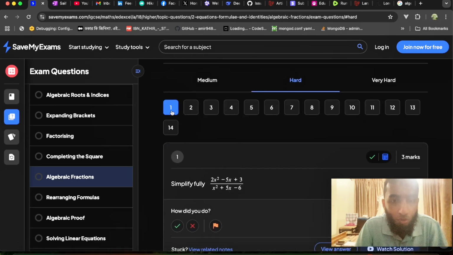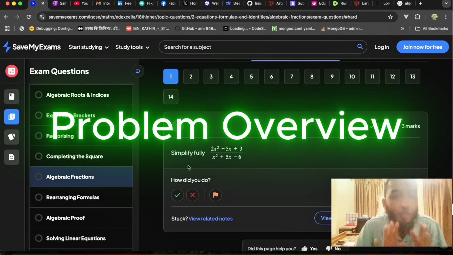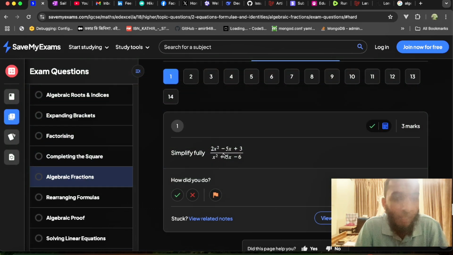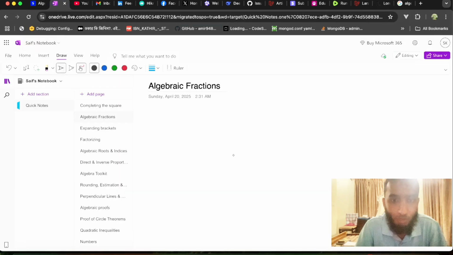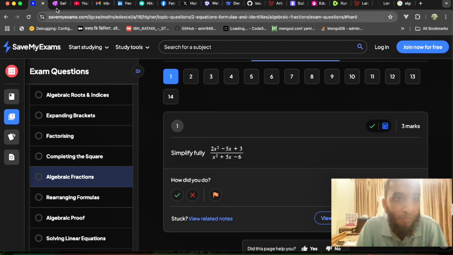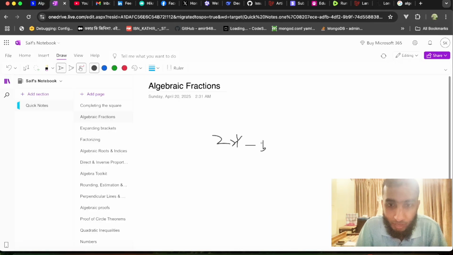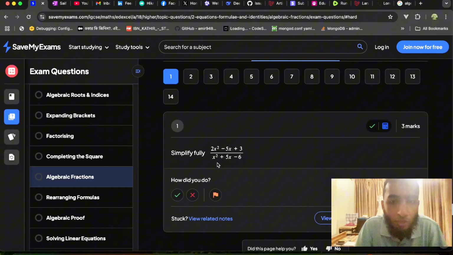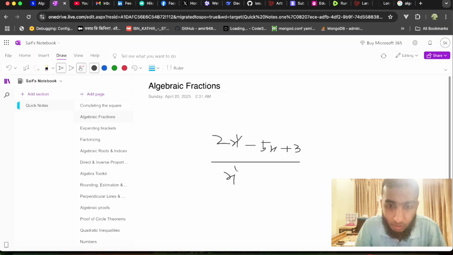Focusing on the first problem, you have to simplify fully this expression, which is an algebraic fraction, so both the denominator and numerator have algebraic expressions. Let me write the expression. The numerator is 2x square minus 5x plus 3, divided by the denominator, x square plus 5x minus 6.